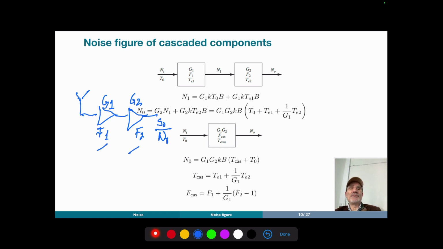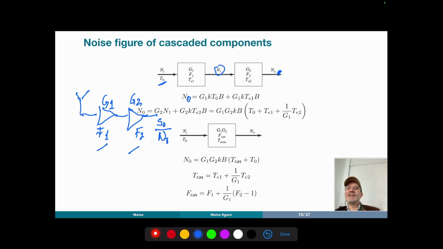Which one of these amplifiers is the important limiting noise factor in the system? Do they contribute equally to the output signal-to-noise ratio, or does one of them contribute higher than the other? That's the question we want to answer in this case.